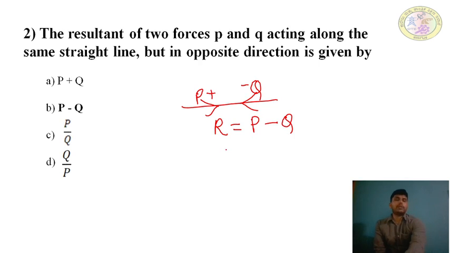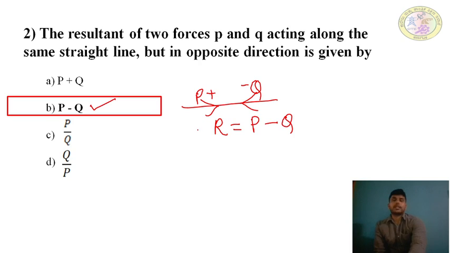P plus Q, P minus Q, P by Q, PQ divided by P, PQ divided by Q, Q divided by P. The answer is P minus Q. That's it.